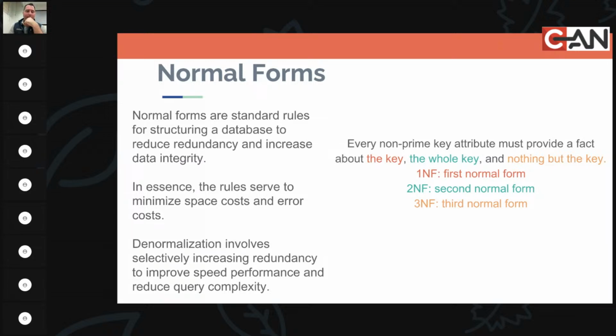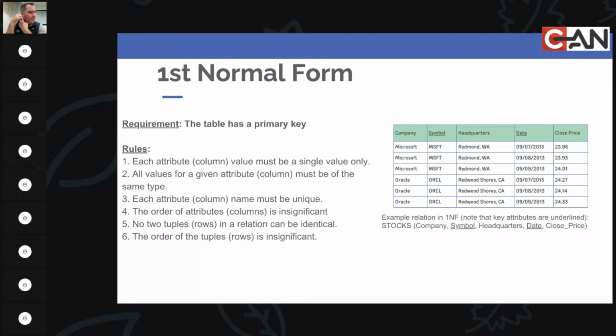So we're going to review 1NF, 2NF, and 3NF. So the first normal form: the table has a primary key. That's a requirement. Each column value must be a single value only.